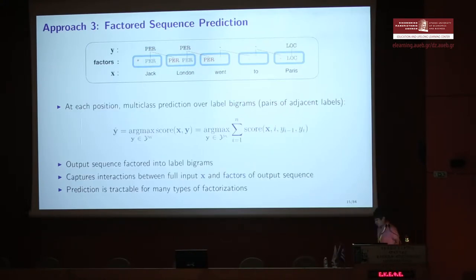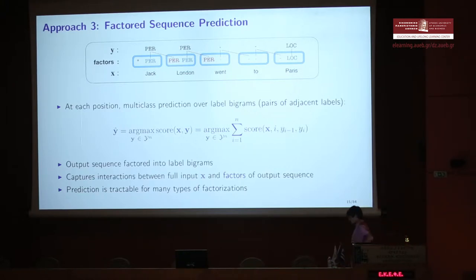Another approach, which I'm calling factored sequence prediction, is related to the previous one but has a different style. I have the input here, and I have the output, and my model is going to work on an intermediate representation, which I'm calling the factors, okay? It's as simple as this: each factor is just two adjacent labels. I build a factor by copying the current label and the previous one. So there's going to be a factor for each word. Each factor has two labels, the label that should go here and the previous one. This is just a null label indicating that it's the first, and then every factor has the current label and the previous one, okay?